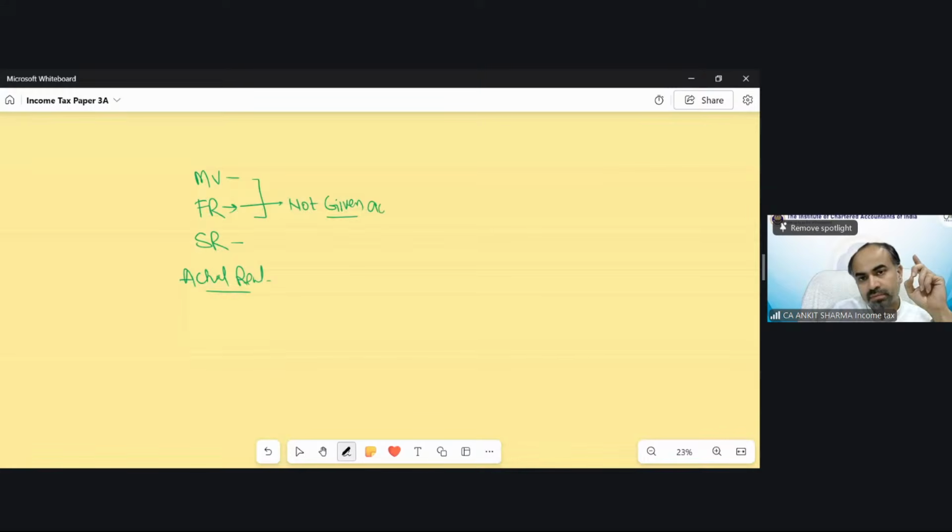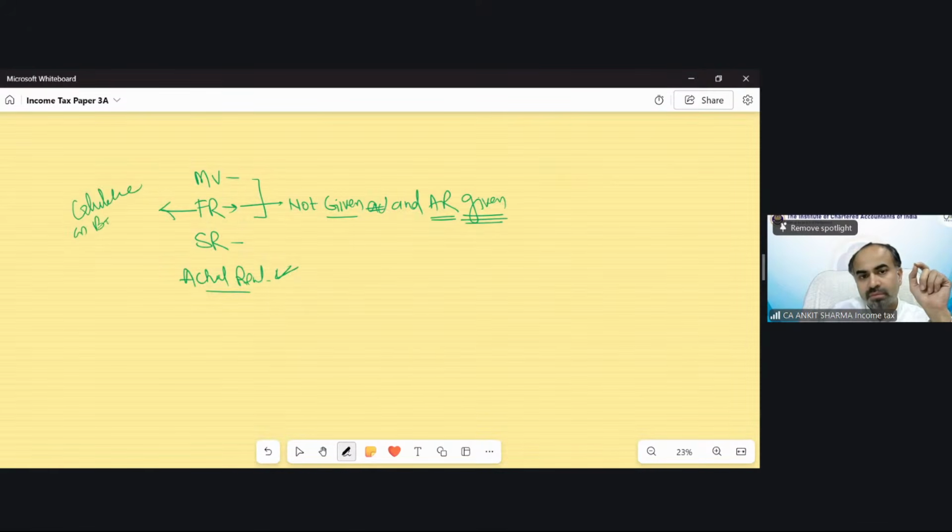and actual rent is given in the question, that means it's not a case of deemed let out, it's an actual let out case. So if fair rent is not given in the question, but actual rent is given, then you cannot treat fair rent as a dash. If fair rent is not given and actual rent is given, then you have to calculate it on the basis of actual rent. And you need to put the value over here.